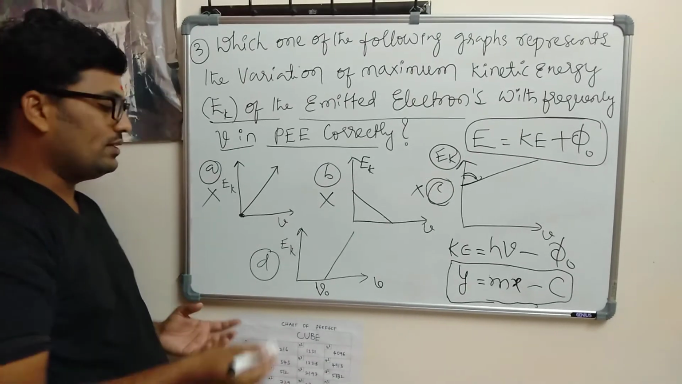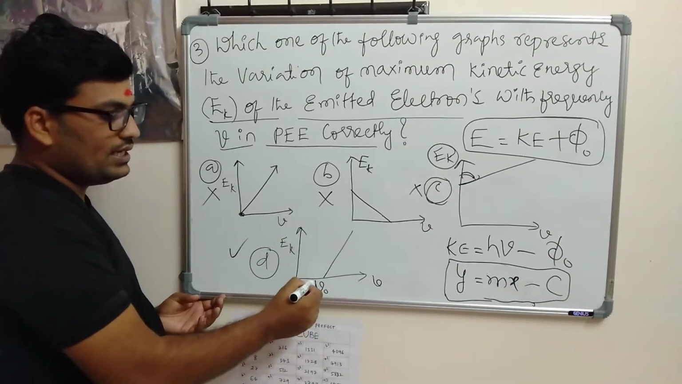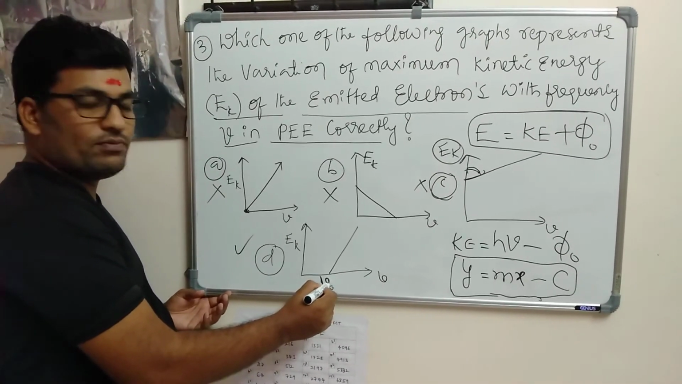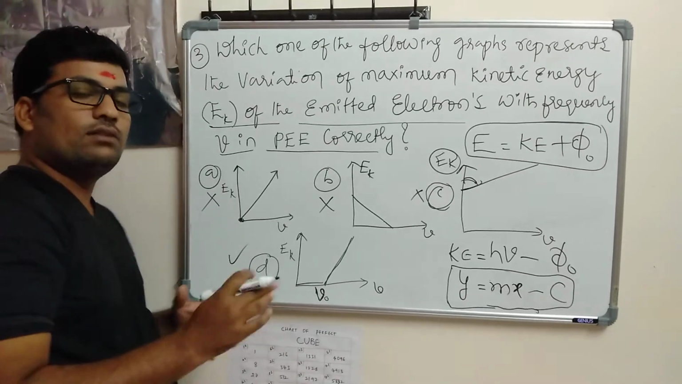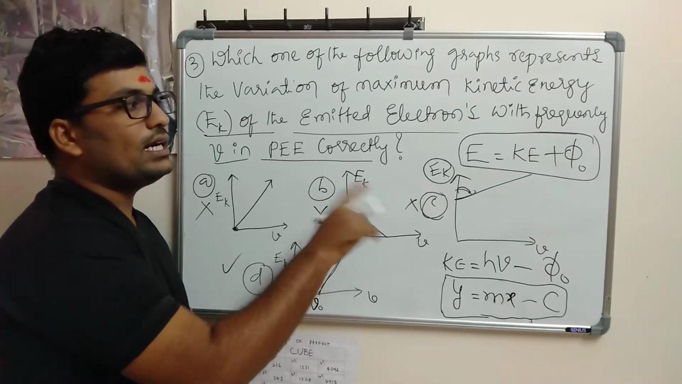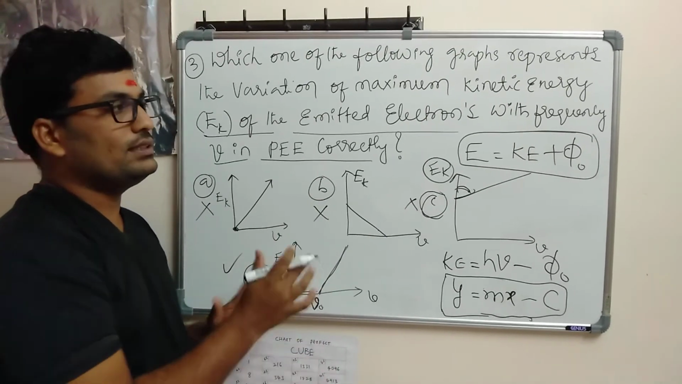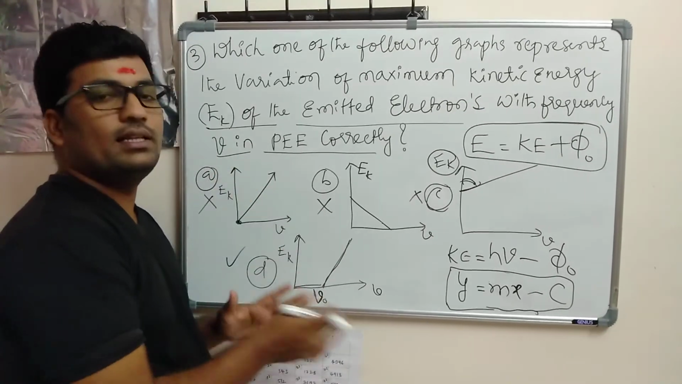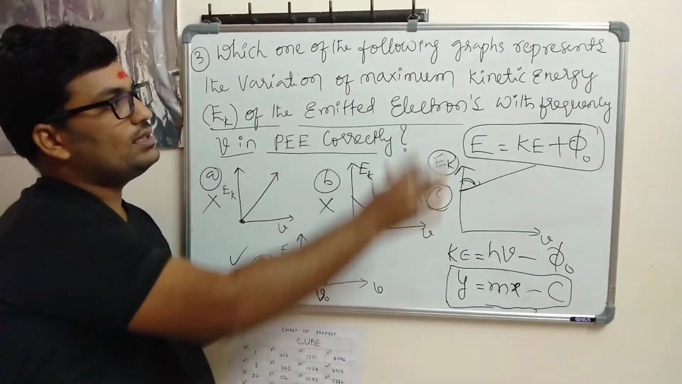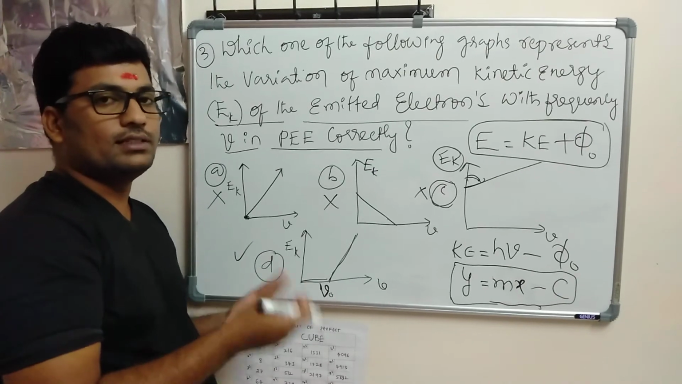Then what is the left one? This one is the correct one, because here you can see the minimum frequency, the intercept, and this one. Okay, and one more thing you should be careful about: kinetic energy will not be negative in this question. So negative is not a problem here. Okay, so all this stuff you should take into consideration.